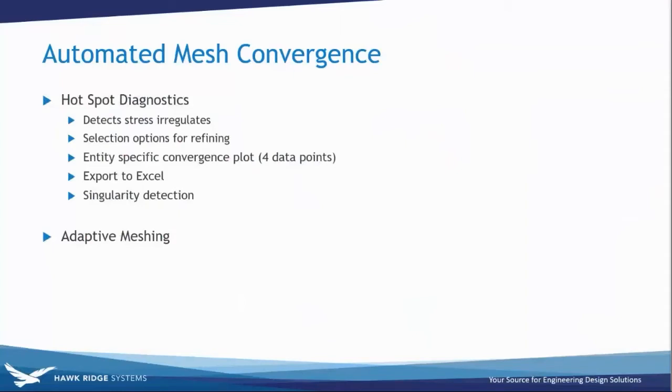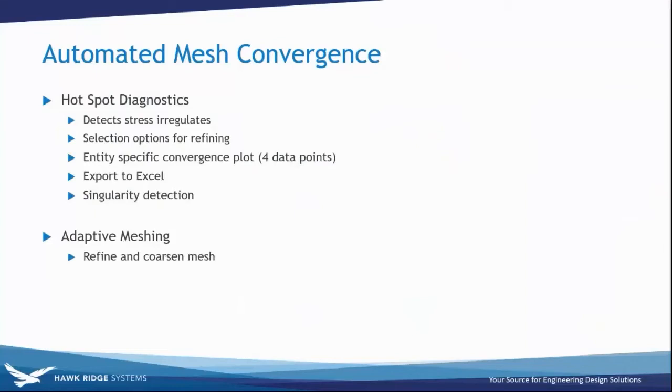So the hotspot diagnostic tool was great for detecting stress hotspots, refining the mesh in the area of those hotspots, producing entity-specific convergence plots, and detecting singularities. It's a great tool. Let's look at another automated mesh refinement tool inside of SOLIDWORKS Simulation called adaptive meshing.